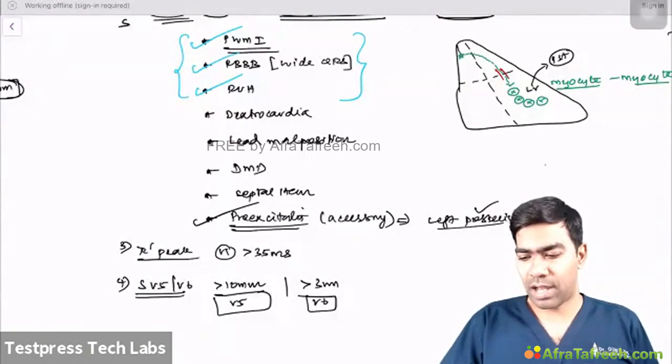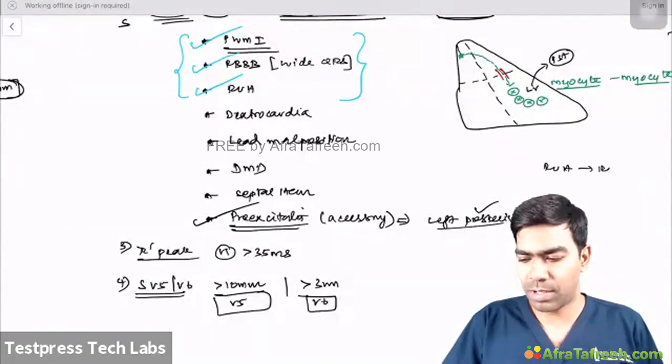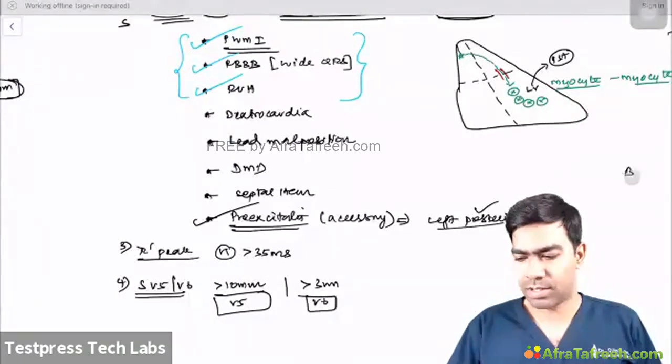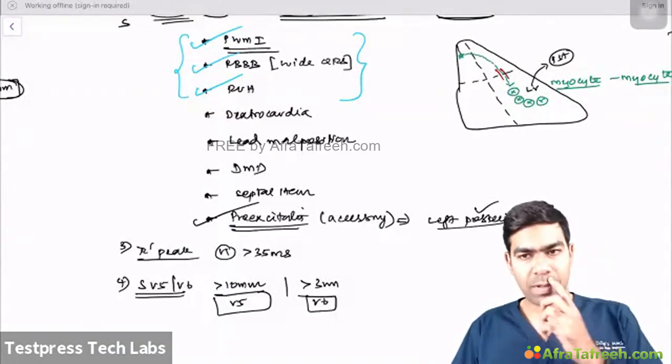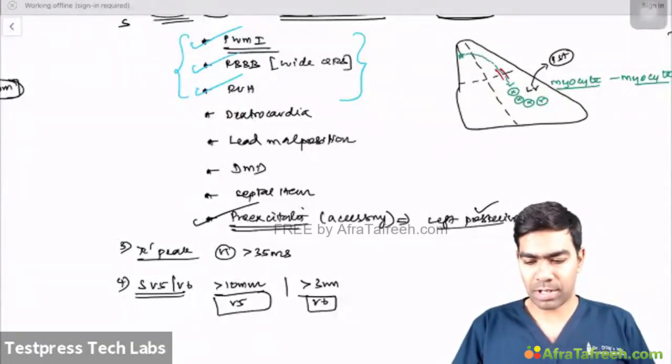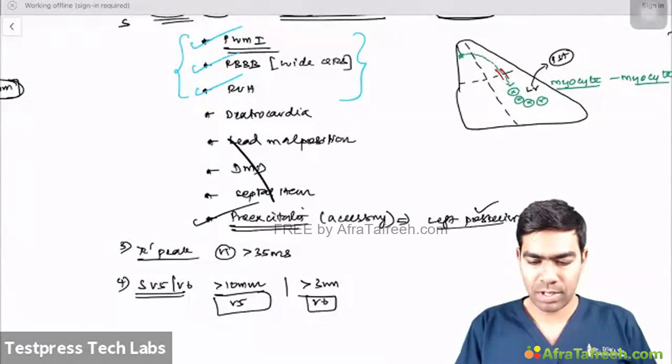No, actually RVH is the one that's going to cause RBBB. And RBBB, I don't think it will cause RVH. Clear, right bundle branch block. A chronic right ventricular hypertrophy can produce right bundle branch block because of ischemia to the fibers.